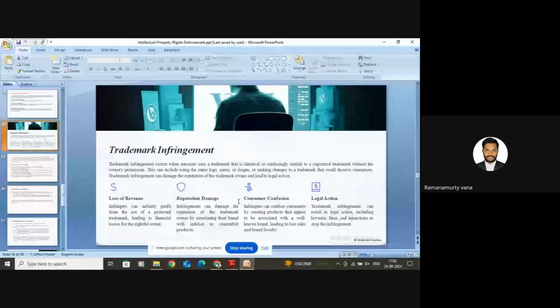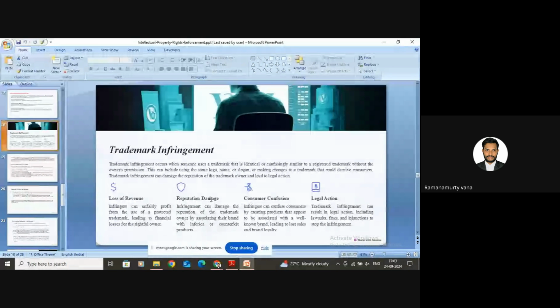Next, we come to trademark infringement. Trademark infringement generally occurs when someone uses a trademark that is identical or confusingly similar to a registered trademark without the owner's permission. This can include using the same logo, name, or slogan, or making changes to a trademark that could deceive consumers.